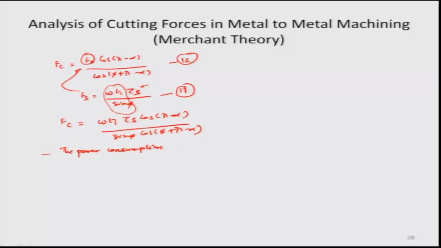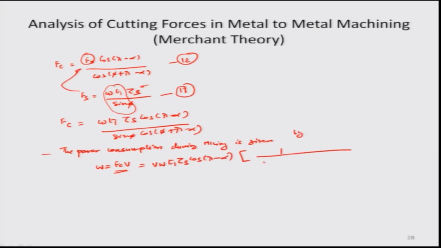So basically the power consumption during machining is given by W equal to Fc times velocity v, that is the cutting force times the velocity of the cut, and this comes out to be equal to V W T1 tau s cos of lambda minus alpha times 1 divided by sin phi cos of phi plus lambda minus alpha.